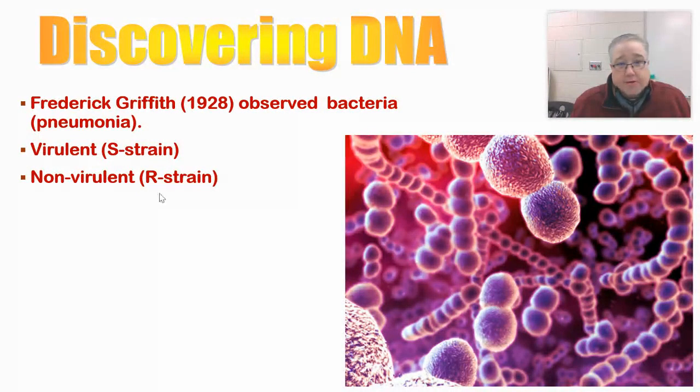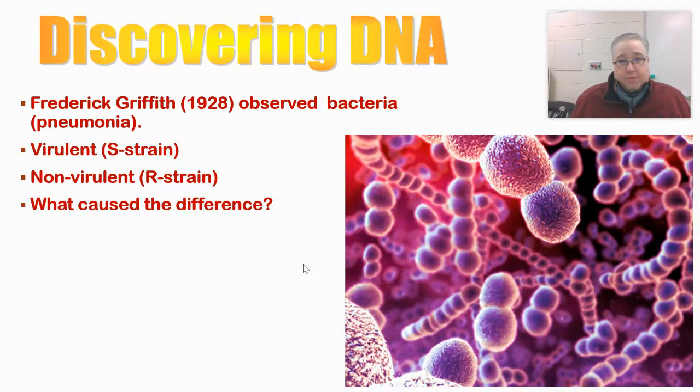The other strain was a non-virulent type. He called this the R strain, and the R strain basically doesn't cause disease. So if you were to get this particular strain of pneumonia, you wouldn't get sick. It would just be in your body, but you would fight it off really quickly and you'd be fine.